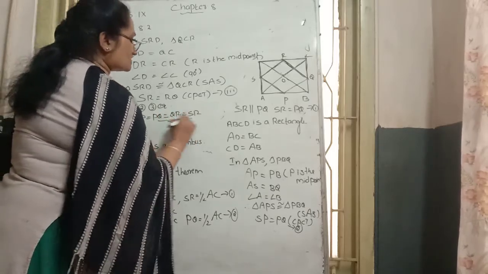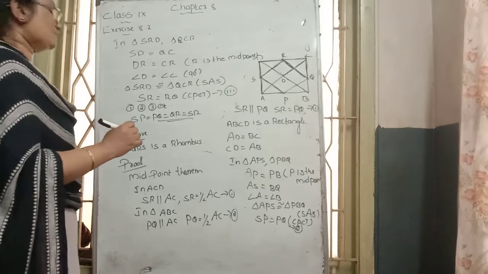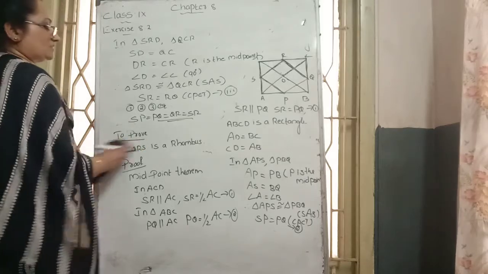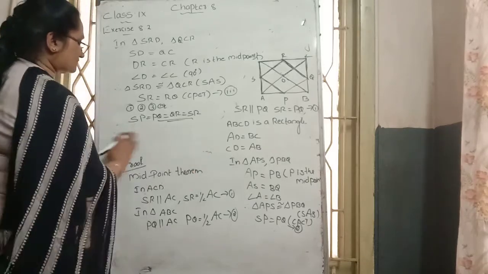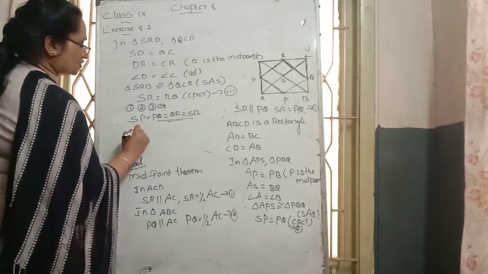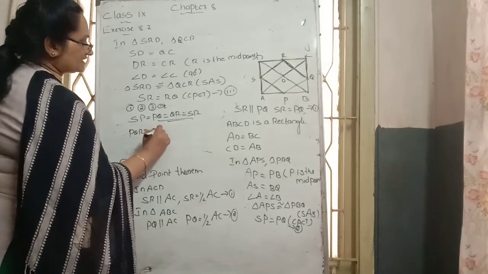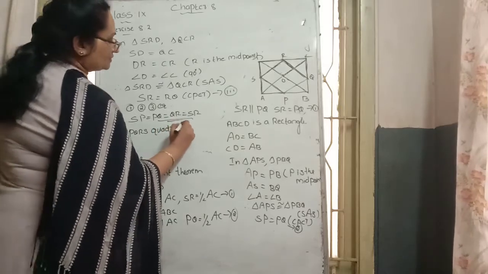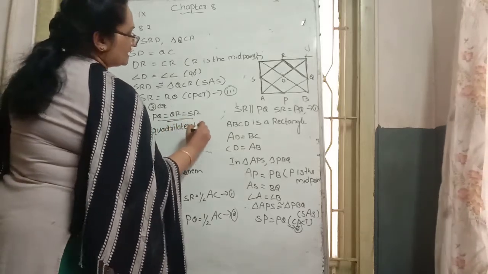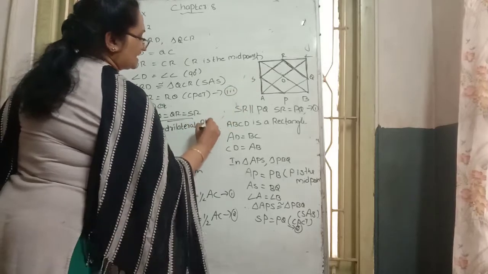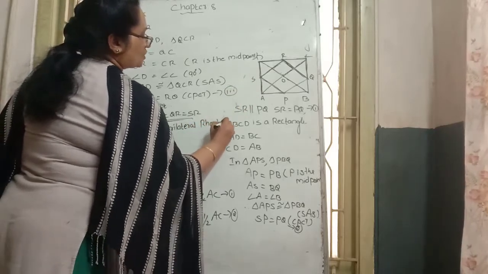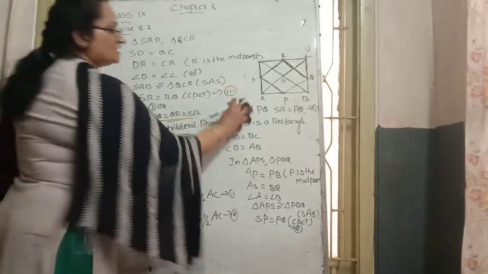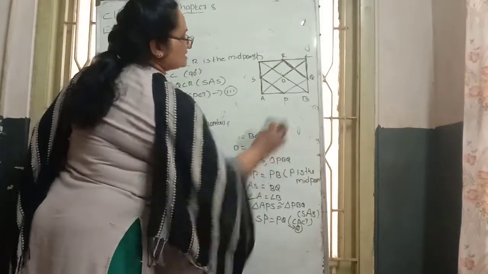So all four sides become equal. All four sides are equal. That's why we can say that the PQRS quadrilateral becomes a rhombus. We can write it as a rhombus shape. In this way we can prove it. I hope you can understand this also.